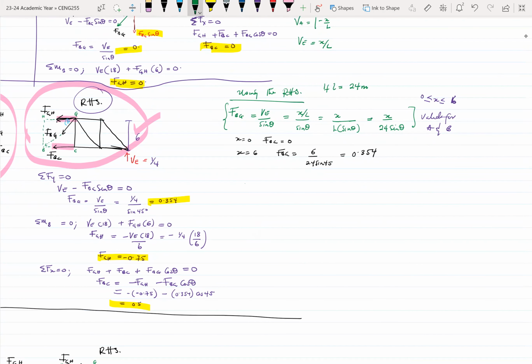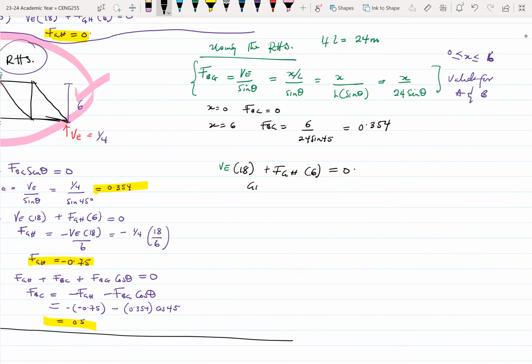We mentioned that VE times 18 plus FGH times 6, where 6 is the height, was equal to 0. So which meant that our FGH was equal to minus VE times 18 over 6. So this becomes minus x. Our L is 24. So x over 24 into bracket 18 over 6.